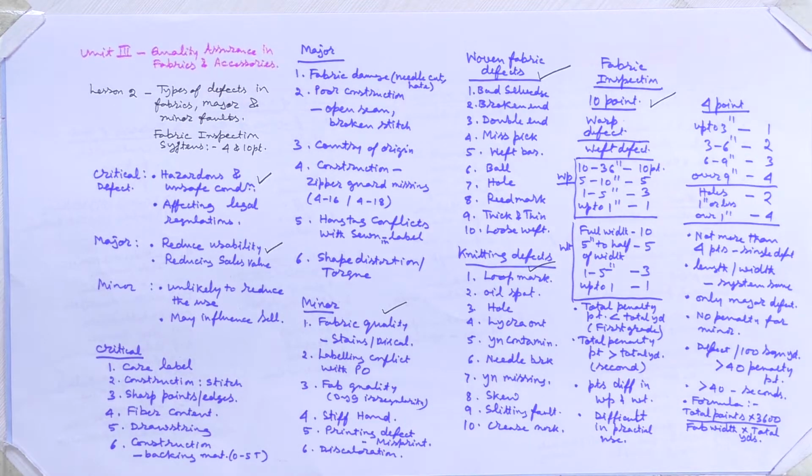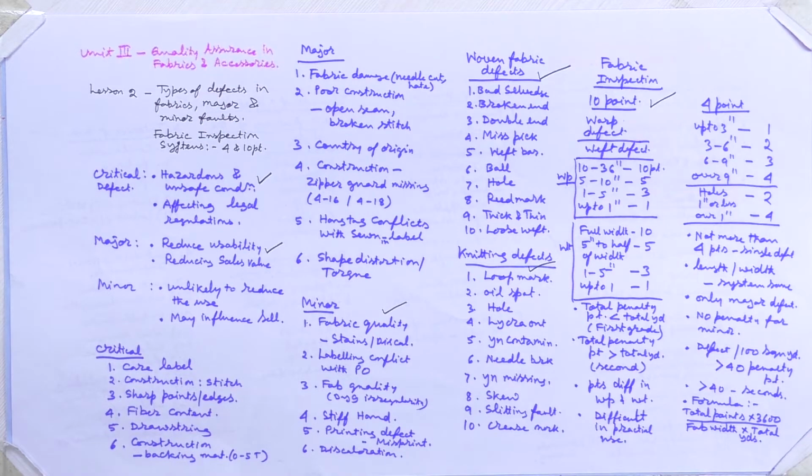Now, when you will accept and when you will reject is the important question here. We have to calculate the total penalty points, and if the total penalty points are less than the total yardage of the fabric, then we classify the particular fabric roll as a first quality or first grade roll. If the total penalty points exceed the total yardage, then we give it a second grade quality. So these are the two ways of accepting and rejecting a particular lot.